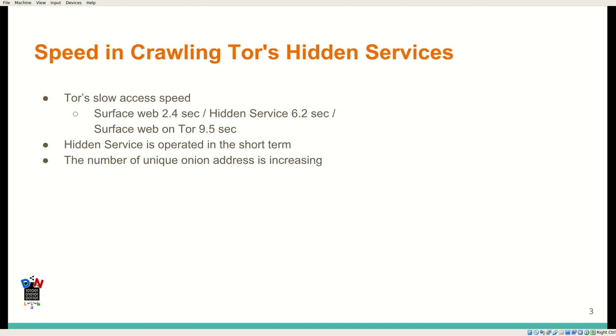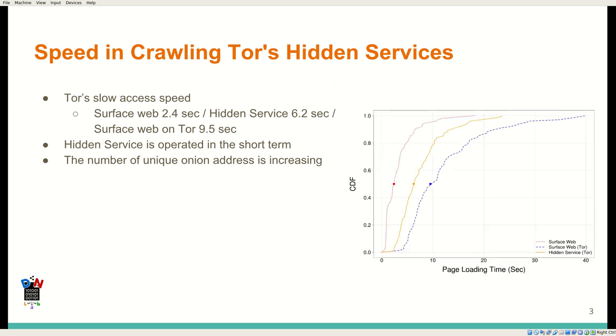There are some difficulties in crawling Tor's hidden service. First, Tor's slow access speed. The red line on the graph is page loading time for the surface web. The yellow line on the graph is page loading time for hidden service on Tor. It is 2.5 times slower than the surface web. We can also see that the blue line of the graph, the case of the surface web using Tor, is 4 times slower than not using Tor.